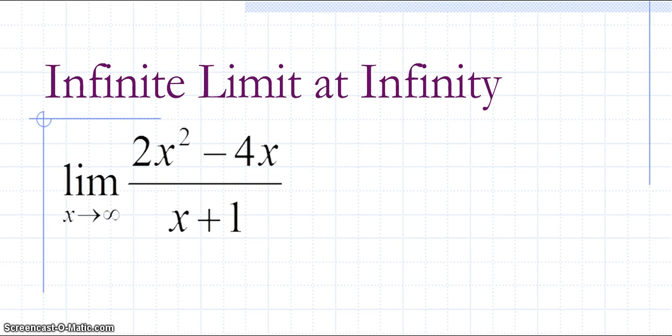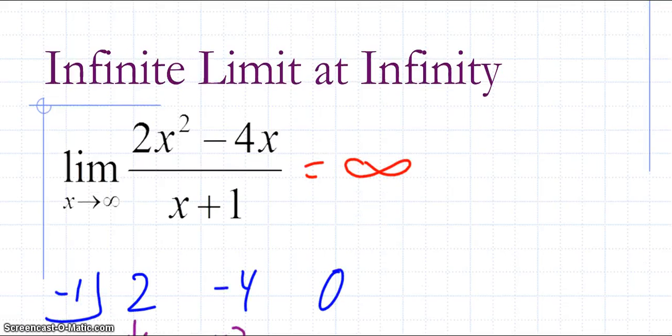Alright, all good stuff. So now I want you to find the limit as x goes to infinity of the function 2x squared minus 4x over x plus 1. Pause the video, unpause when you're ready to check your work. Okay, so we should end up with the limit as x goes to infinity of 2x squared minus 4x over x plus 1 is infinity.